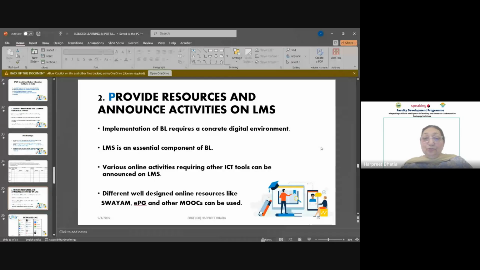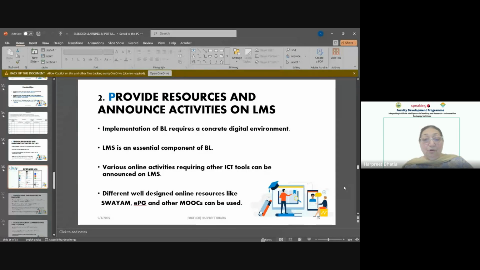Then provide the resources. Again, this is going to be from the instructor, as to what resources the students need to access. What is the LMS or the platform that you're going to be using? How is that LMS going to help the students? And what are the different sources, like the SWAYAM platform? You'll be using resources from the SWAYAM platform, EPG Pathshala, or the other MOOCs that are available online.